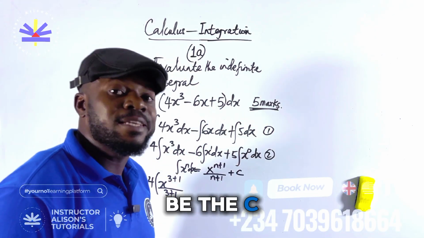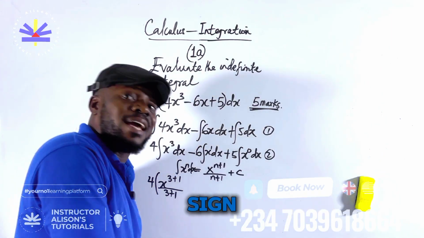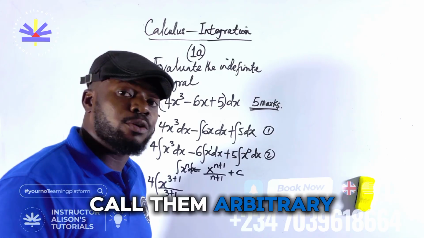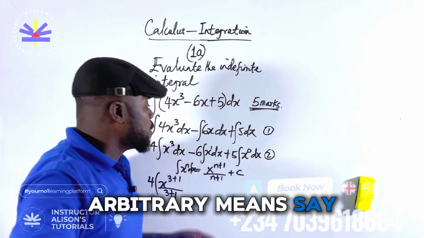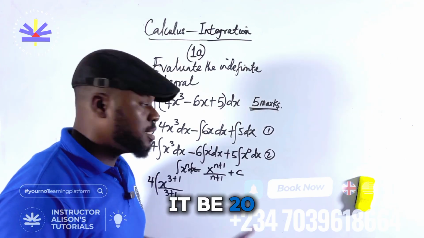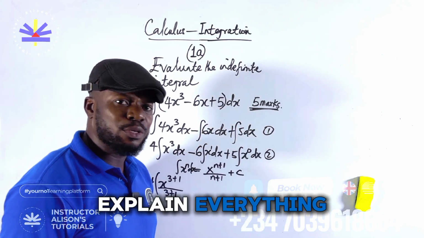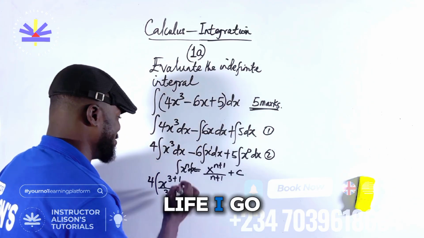And what will be the c? C is the constant of integration. You need to put it anytime you remove the integration sign. Very important. We call it an arbitrary constant. Arbitrary means this c can be any value. This c can be 5, this c can be 20, this c can be 100, any number that is in your mind. I am explaining everything so you don't make mistakes in life. I will not lie to you.